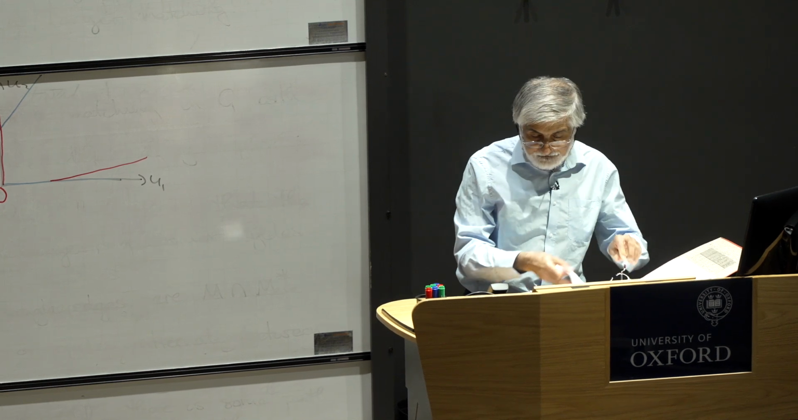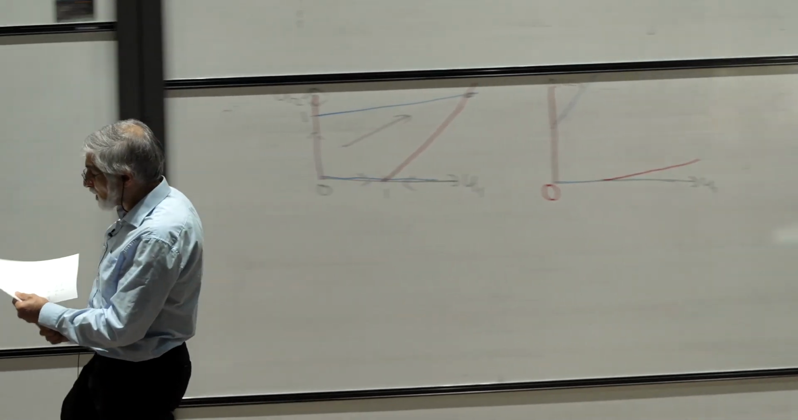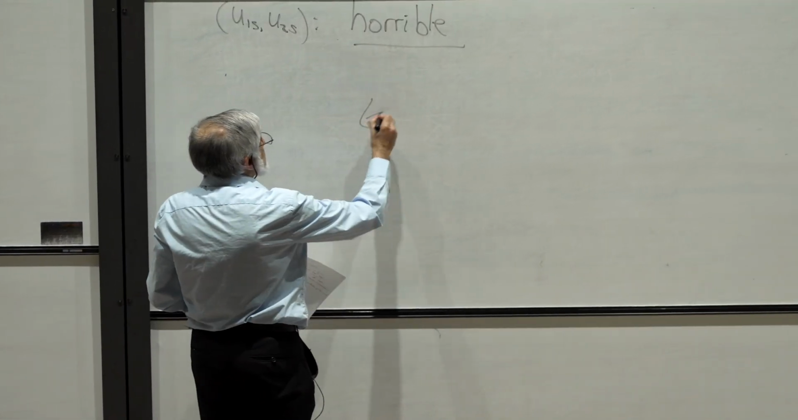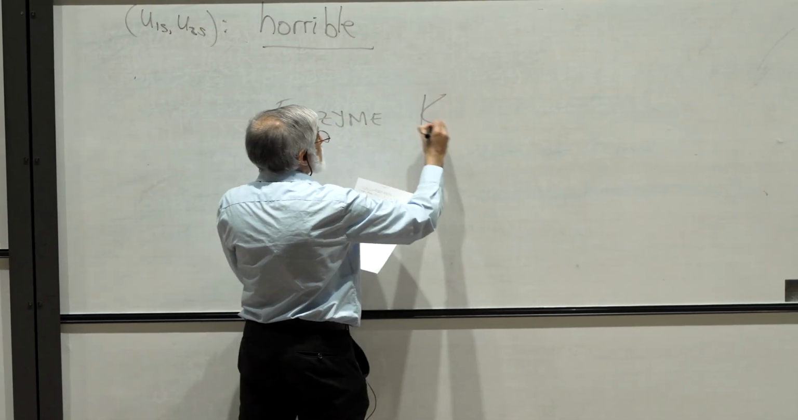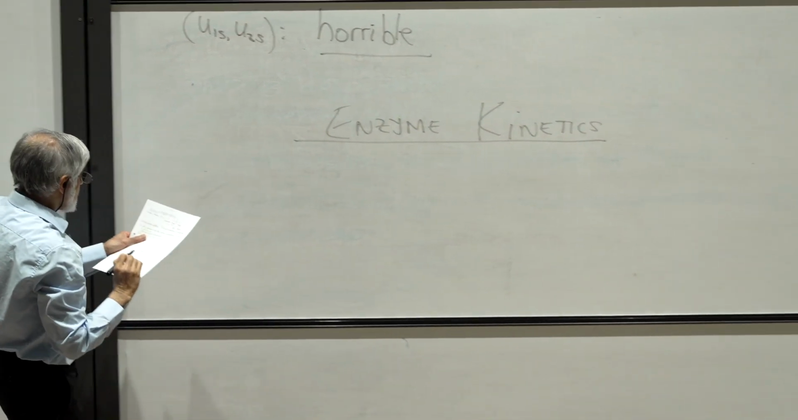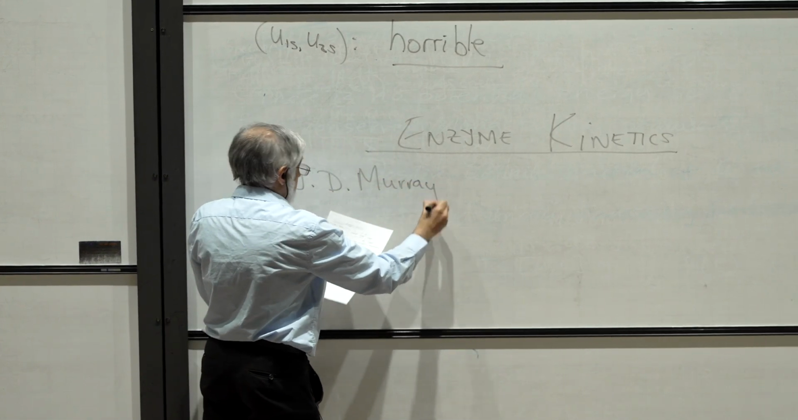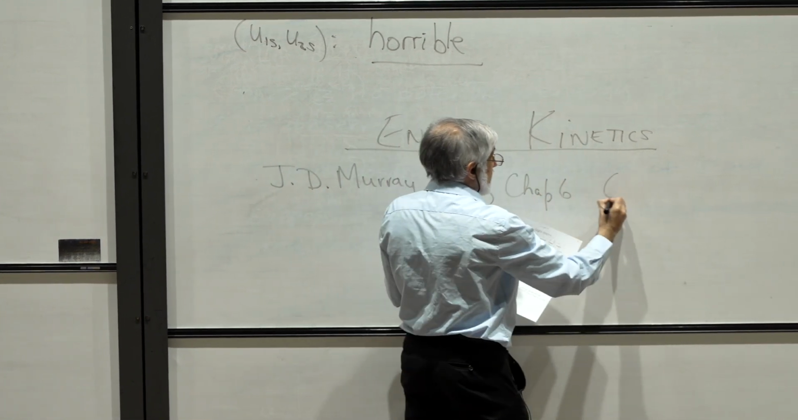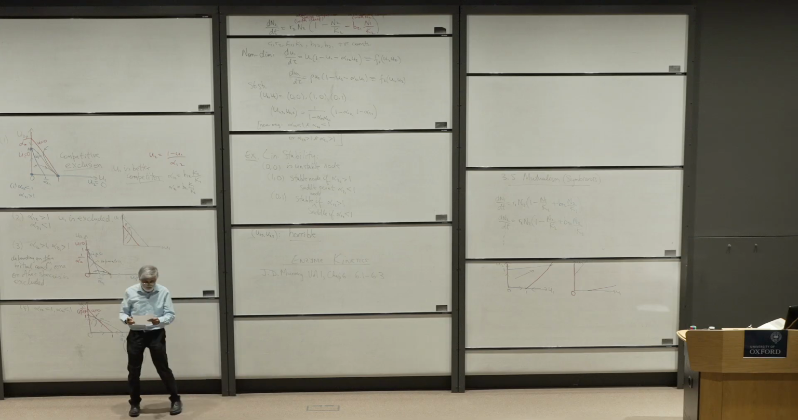So now we're going to leave this sort of stuff, and we're going to go on to a different area which is called enzyme kinetics. And these are not in Ruth's notes, because it wasn't on the course when she wrote her notes. But they're in J.D. Murray's book, Volume 1, Chapter 6, Section 6.1 to 6.3, and I put notes online, okay?